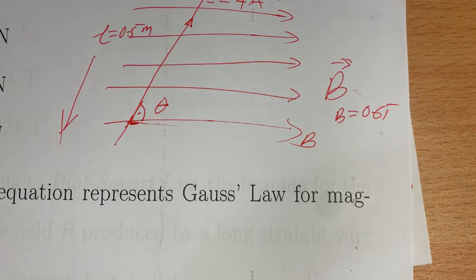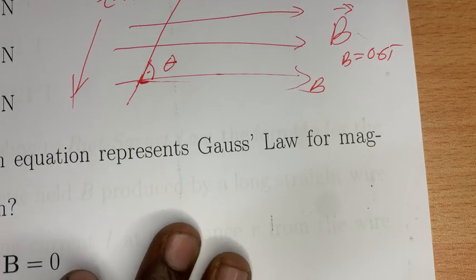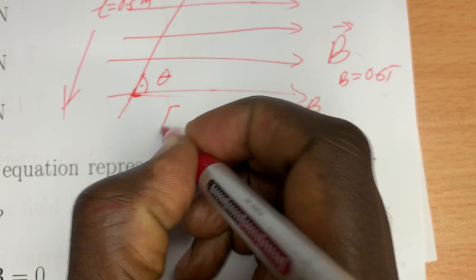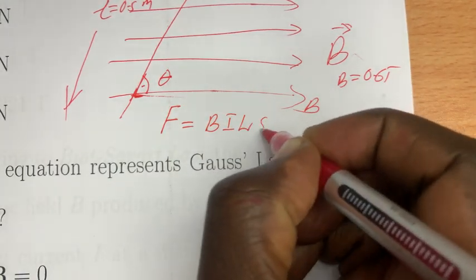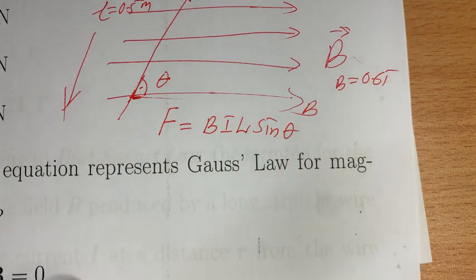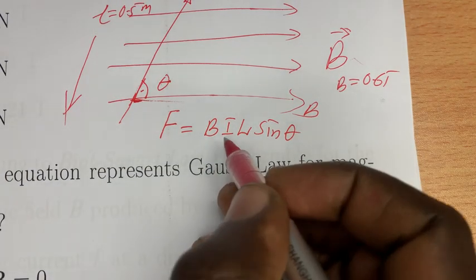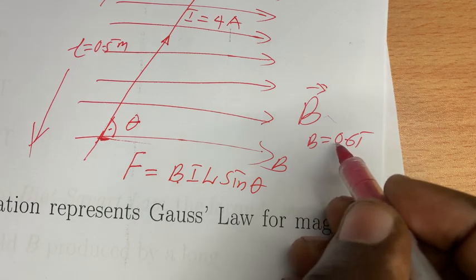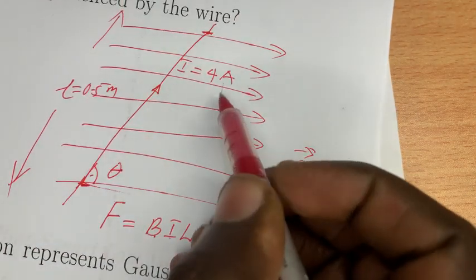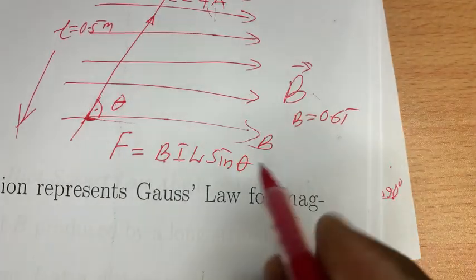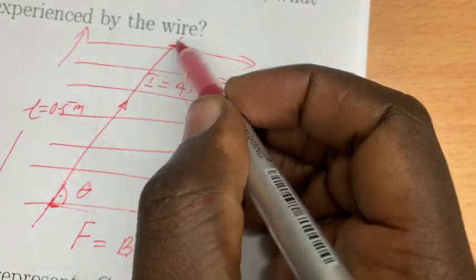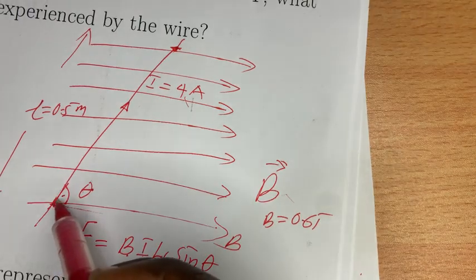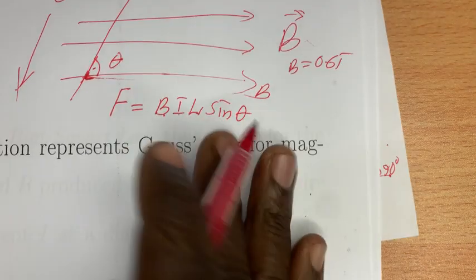Now this wire will experience a force. How do I get the magnitude of the force? I will use a formula that says F is equal to BIL sine theta. B is the magnetic field here, I is the current the wire carries, and L is the length of the wire. And remember, this length is the portion of the wire in the magnetic field.